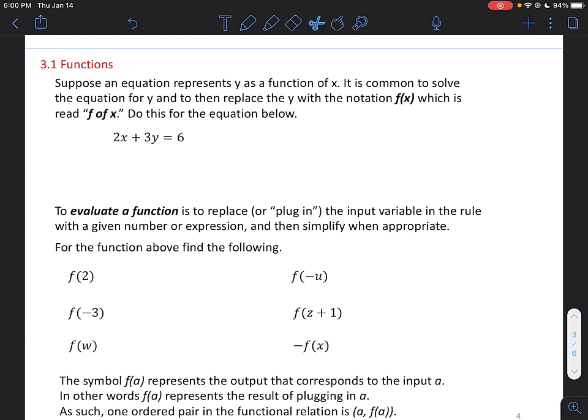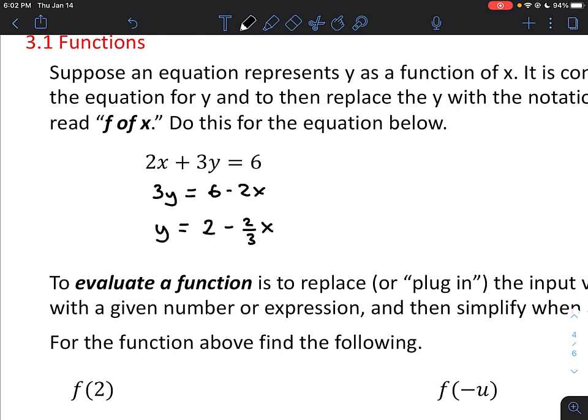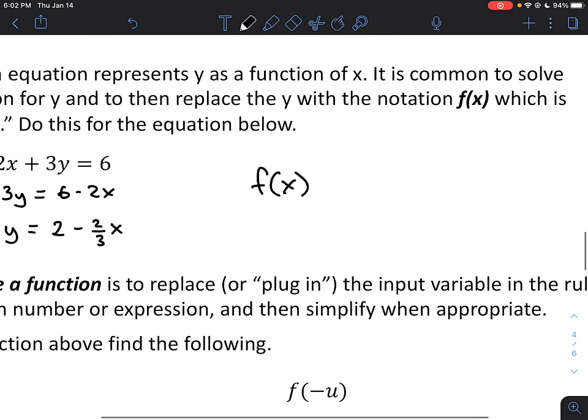Suppose an equation represents y as a function of x. It is common to solve the equation for y and then to replace the y with the notation f parenthesis x parenthesis, which is read f of x. We're going to do this for the equation below. This is an equation we've already worked with on a previous slide. It does represent y as a function of x, and it's easy to see if you solve for y right away, which we did before. We had 3y is equal to 6 minus 2x, and then divide both sides by 3. And when you have isolated the y, it's common to replace that y with this notation, f of x equals 2 minus 2/3 of x.